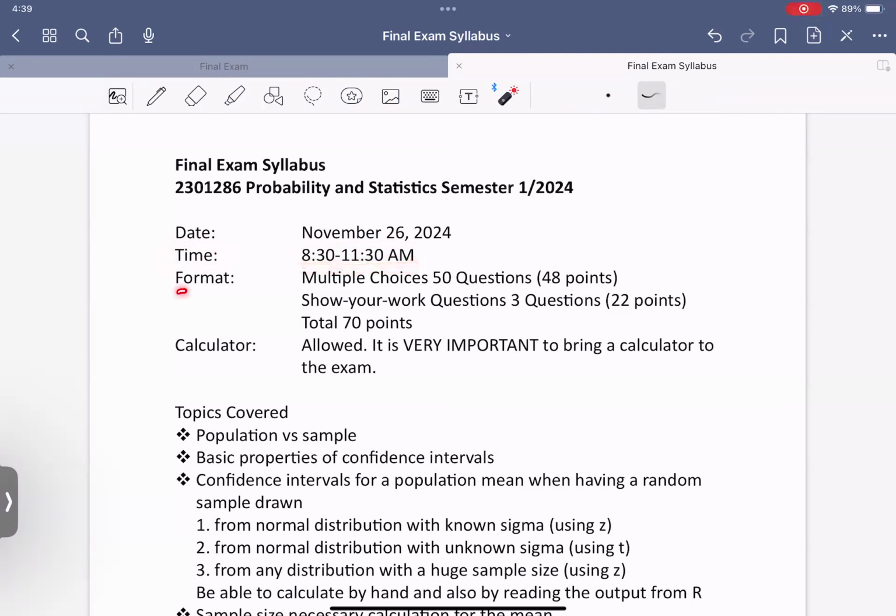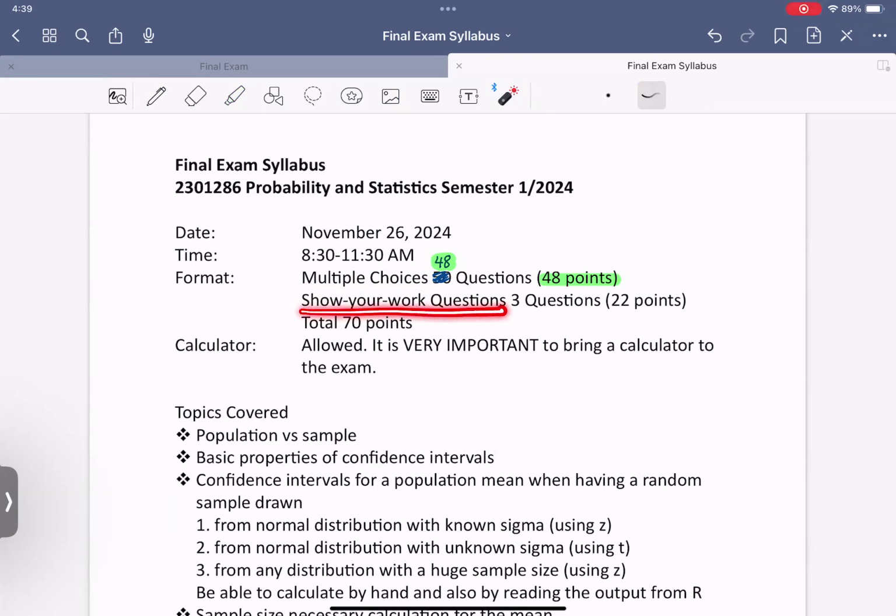Okay. The format of the exam, you're gonna have the multiple choice parts. So for the multiple choice part, you're gonna have actually 48 questions, not 50. You're gonna have 48 questions. Each question is gonna be worth 1 point, and that means you're gonna have 48 points to collect here. And you're gonna also have show your work questions.